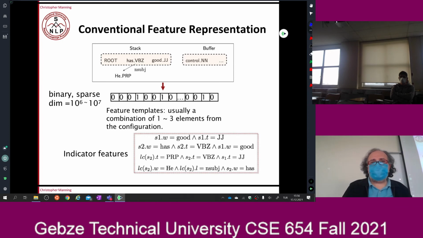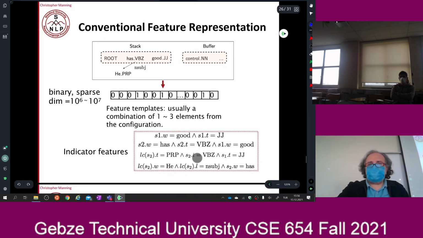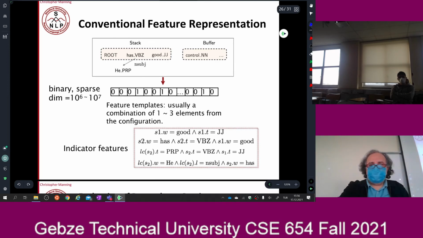What are those words? What are their types? And what are the words in my buffer? What are their types in terms of part of speech tagging? Some people say that let's do this kind of stuff. For example, if S2, stack 2, has S2 type VBZ, the verb tense, and S1 W is good, then this is one feature, this is another feature. So these are all handcrafted features.